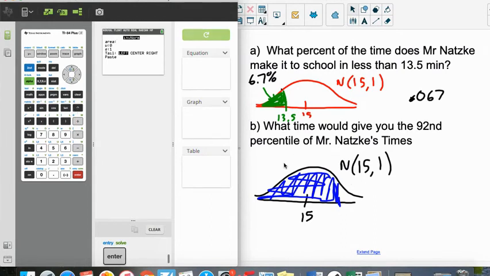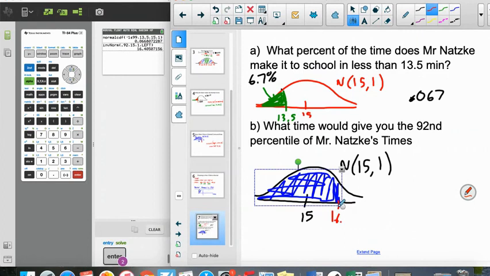The area there is 0.92, 92% of the area. The mean is 15. The standard deviation is 1. So that tells us then that this point is 16.4 roughly. So 92% of the data falls below 16.4 minutes. So those are the normal CDF and inverse norm functions on your calculator.